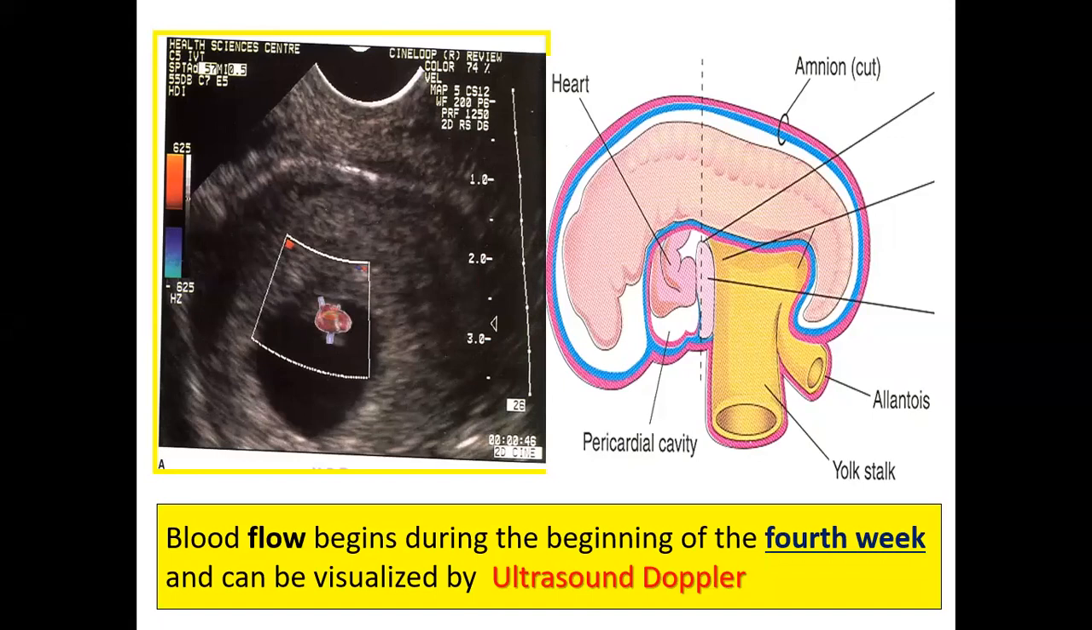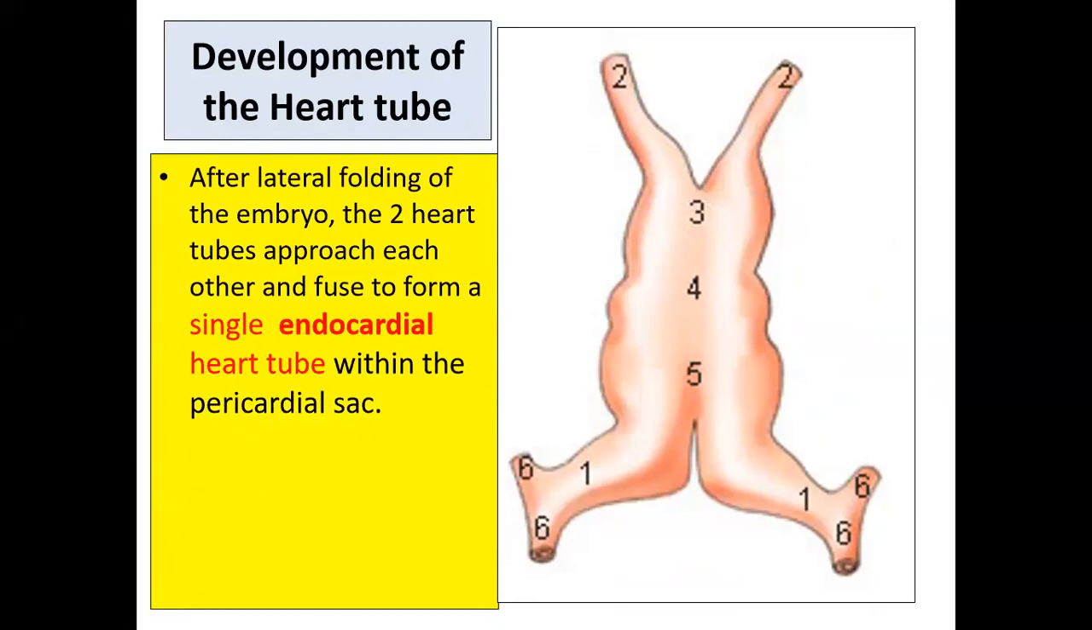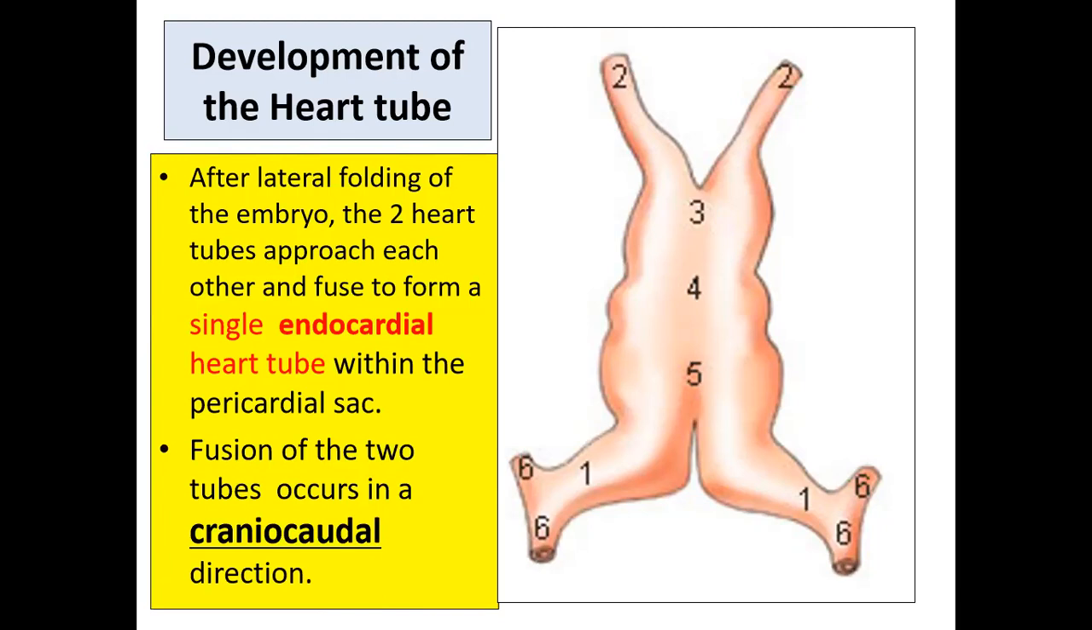You can see that one there, an ultrasound. So the development of the heart tube is in 6 stages. The first one is after lateral folding of the embryo, the two heart tubes approach each other and fuse to form a single endocardial heart tube. They fold together with the pericardial sac. So there is fusion of two tubes occurring in the cranial caudal direction.